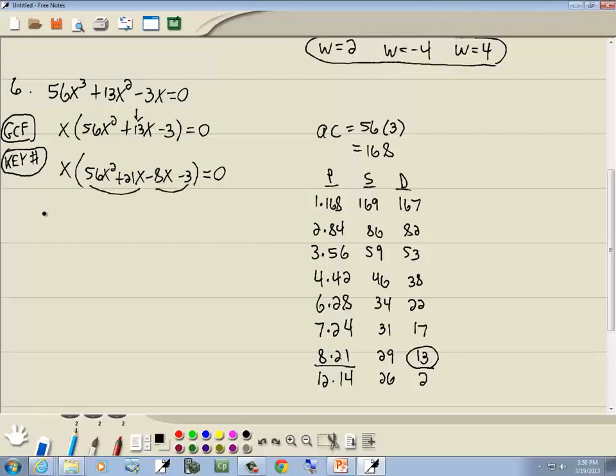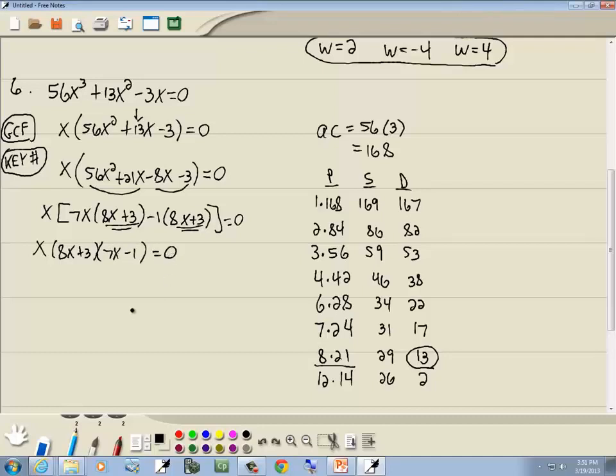Then I want to factor by grouping. The first two have a 7x in common. And that gives us 8x plus 3. The second group has nothing in common, but my first term is negative, so I'll factor out negative 1, and that gives us 8x plus 3. Our goal was to get this parentheses the same as that, which it is, so now I'll factor out an 8x plus 3, and that leaves us 7x minus 1 equal to 0.